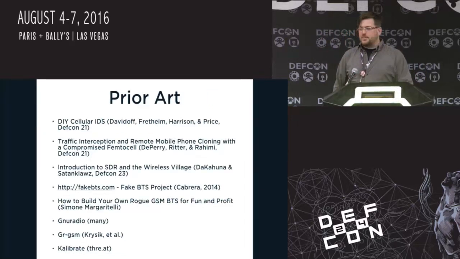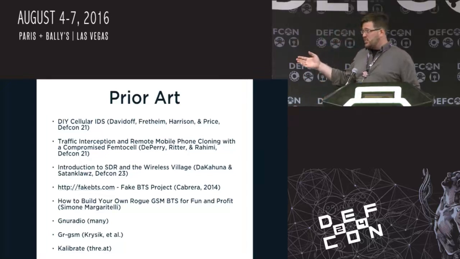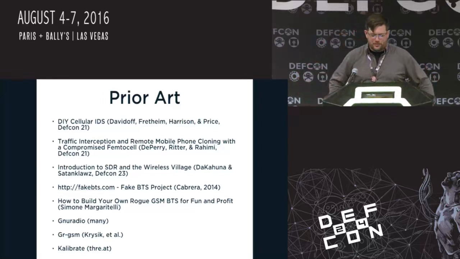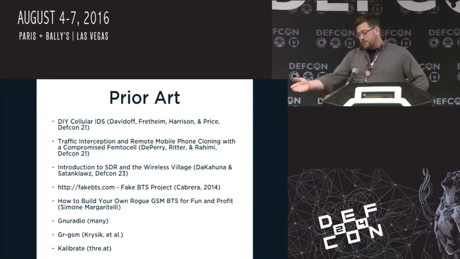So here's a hat tip and thanks to our prior art. DIY cellular IDS and traffic interception and remote mobile cloning with a compromised femtocell. That served as the original inspiration that got me thinking in this direction, because you can get a femtocell for $250, or you can social engineer one out of Verizon for pretty cheap. I've been with you guys for so long. If that argument has never worked before, it worked for me. I've been your customer for so many years, and I have crap reception in my little apartment. So $250 or $600. It's pretty cheap to be able to do some positively evil things.